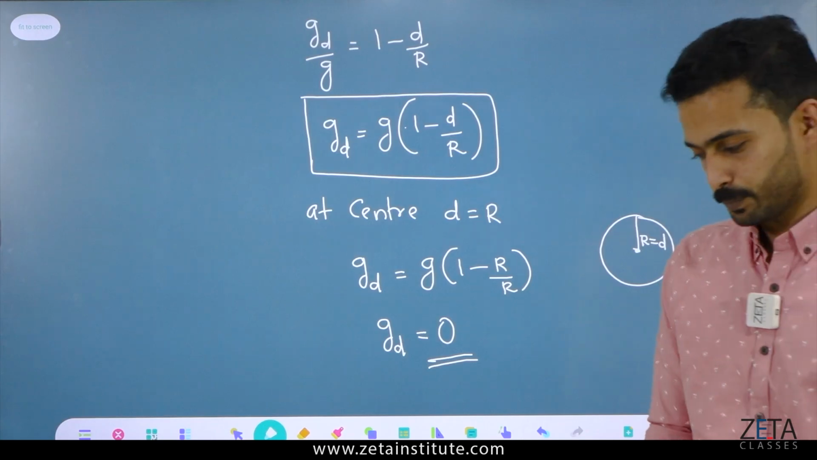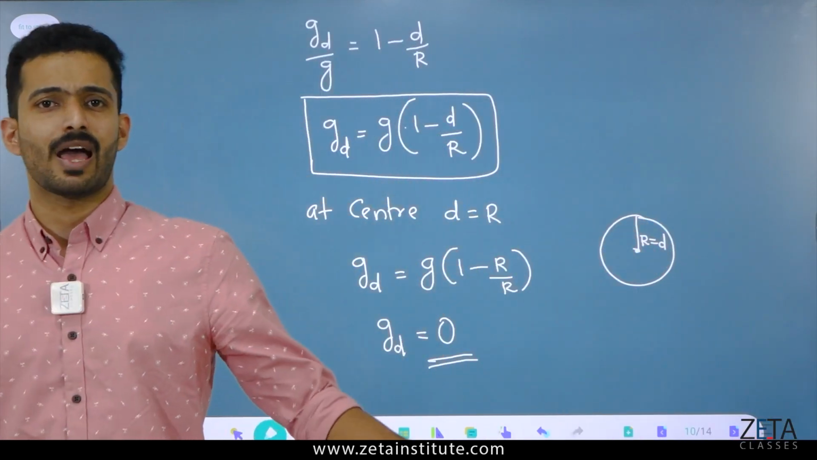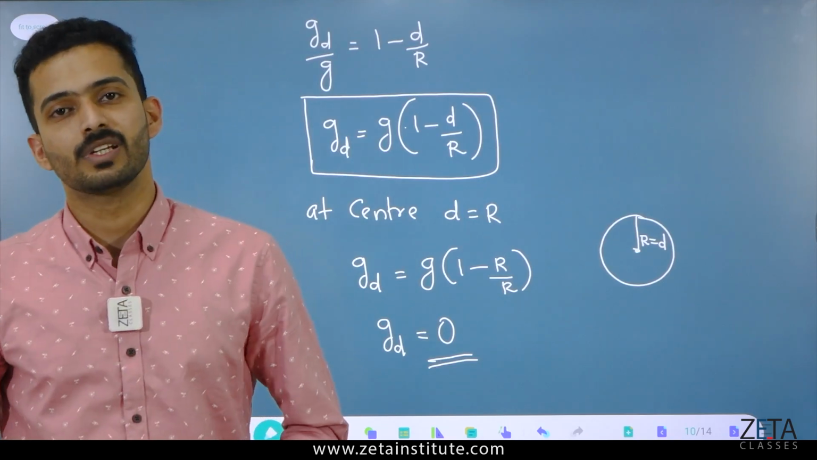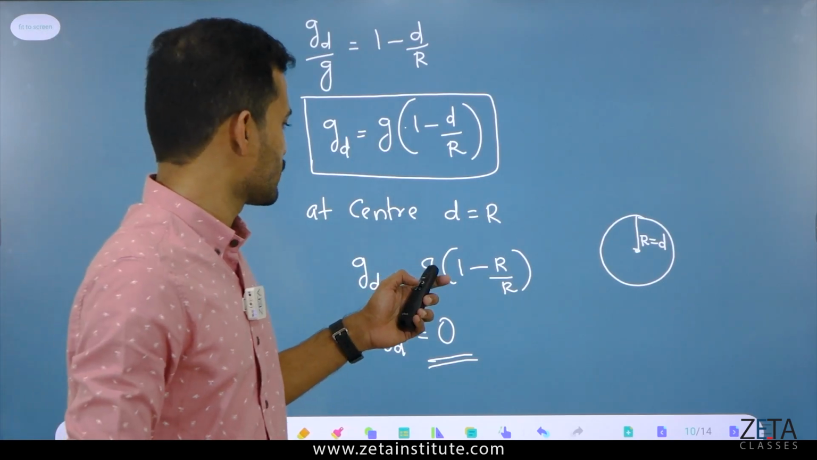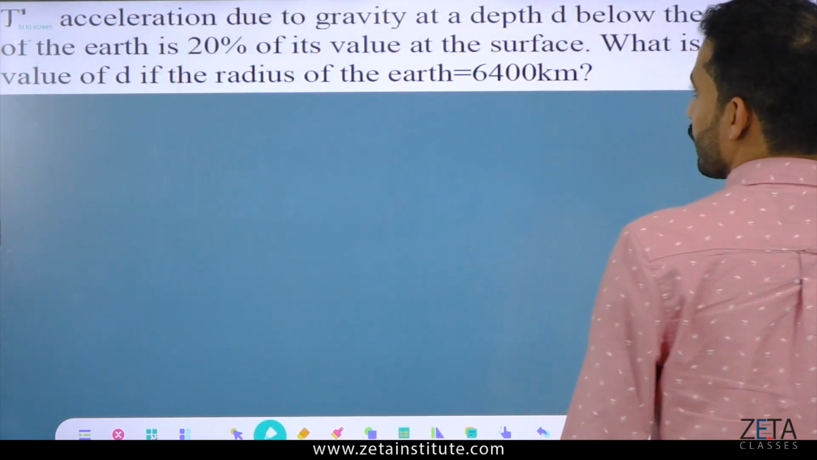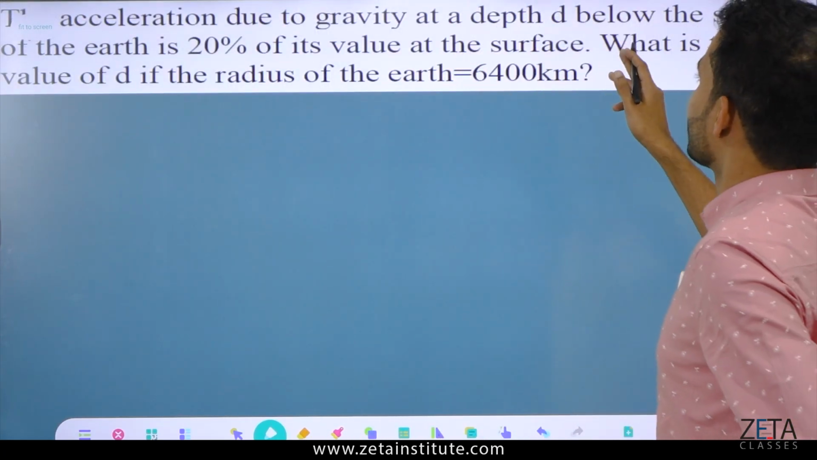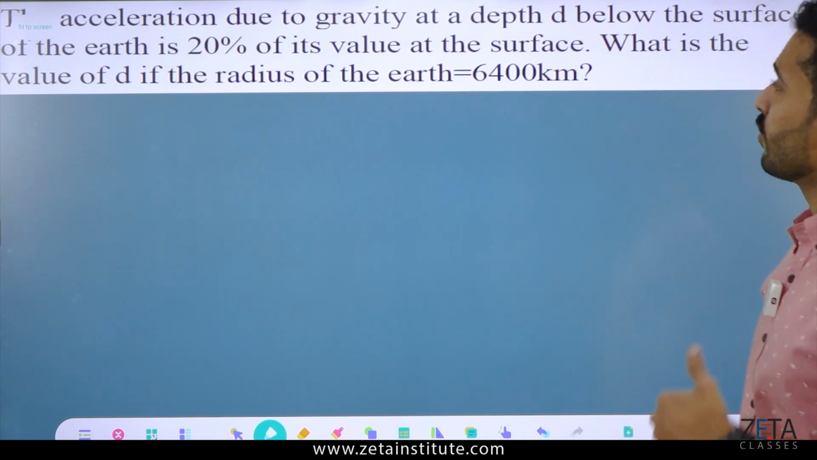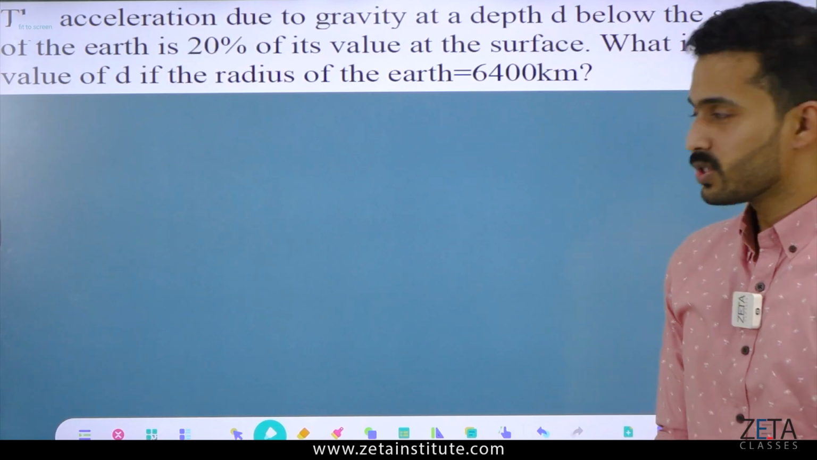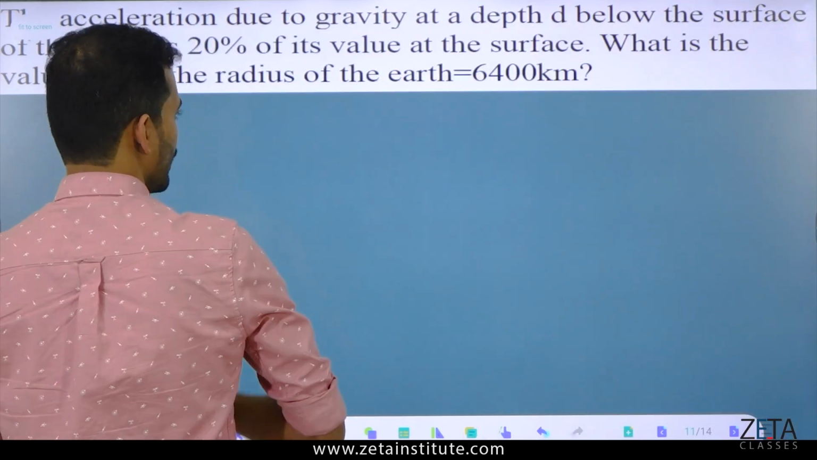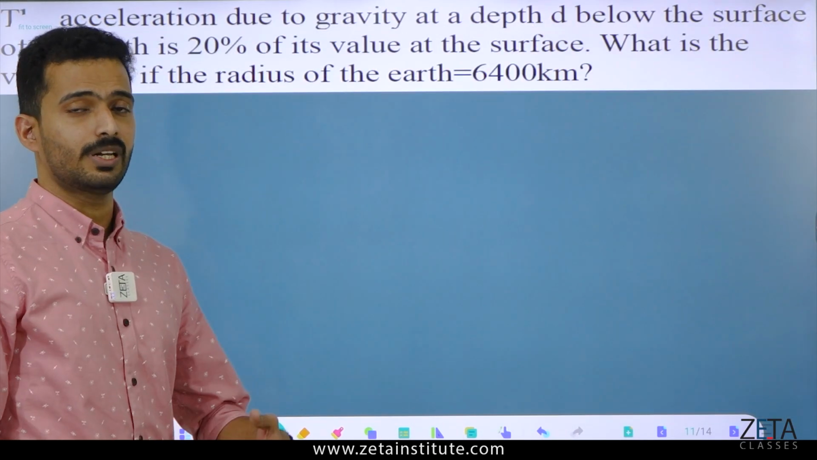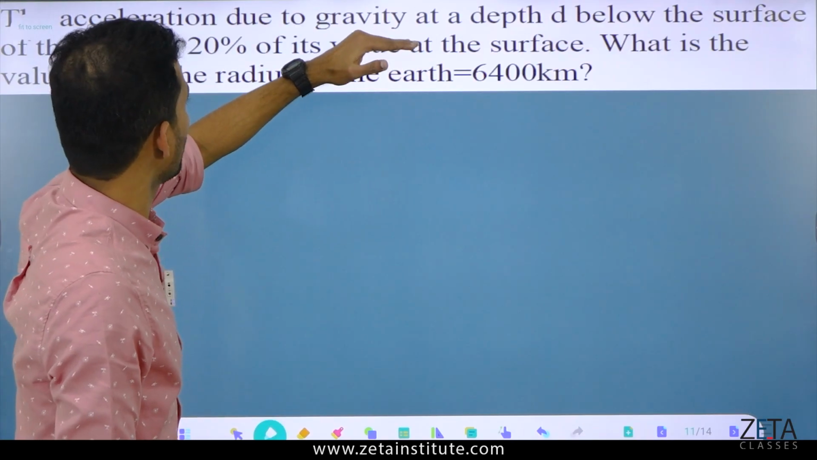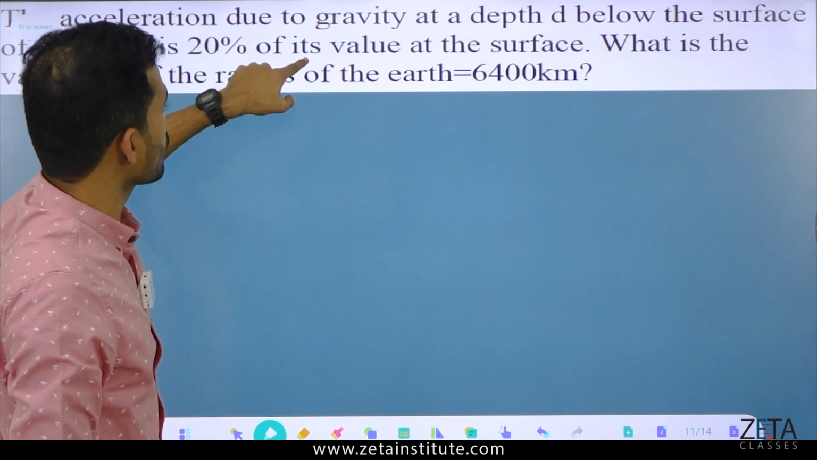Okay. So we have already discussed the value of acceleration due to gravity due to the shape of the earth, at a height h and at a depth d. Next, let us do some questions from this. The acceleration due to gravity at a depth d below the surface of earth is 20% of its value at the surface. So at the surface, the value of acceleration due to gravity can be taken as g.